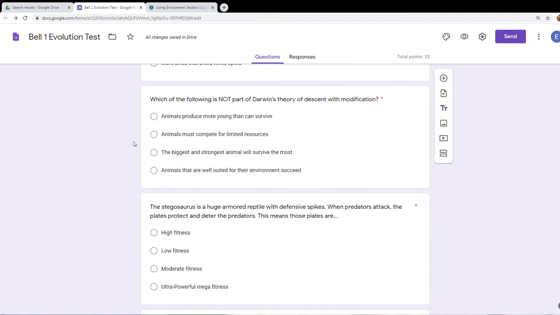Question 6. Which of the following is not part of Darwin's theory of descent with modification? So this goes back to one of the early slides. Which one of these is not part of Darwin's original idea that led him to the concept of evolution? Did Darwin think that animals produce more young than can survive? That animals must compete for limited resources? That the biggest and strongest animal will survive the most? Or that animals that are well suited for their environment succeed? One of these is not part of Darwin's theory. So, which one is not part of it?